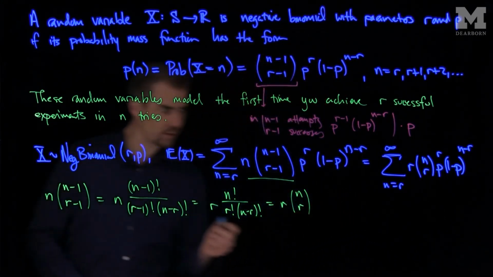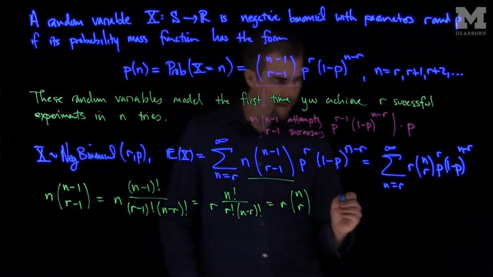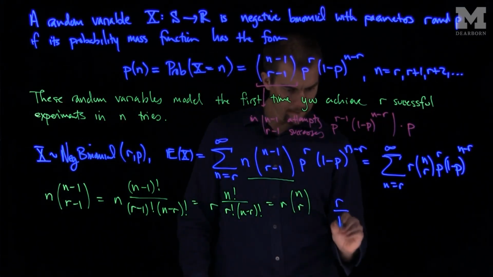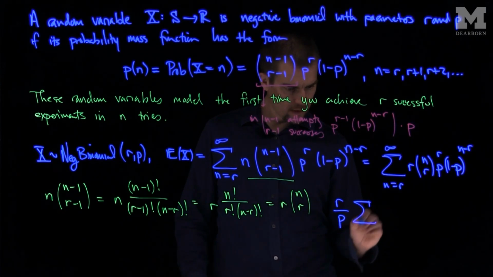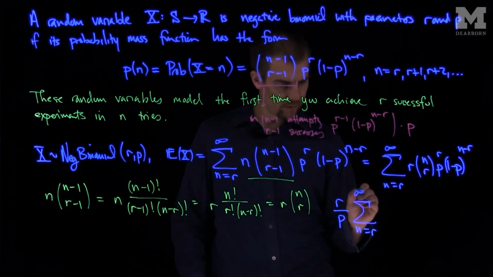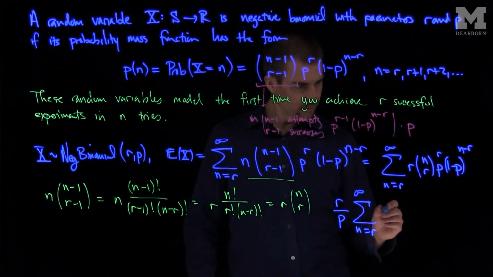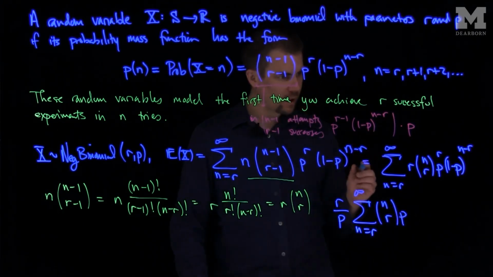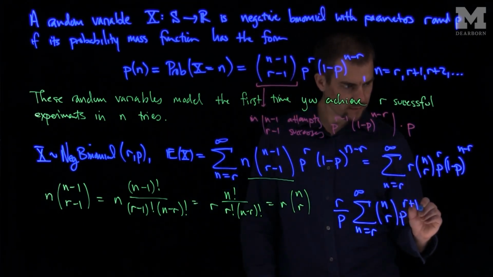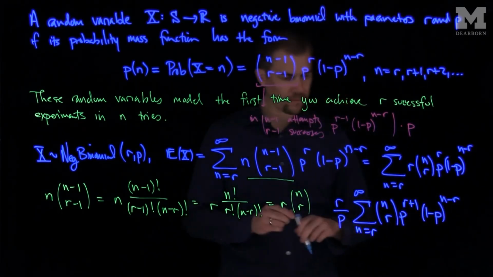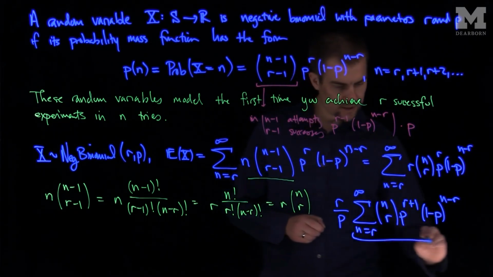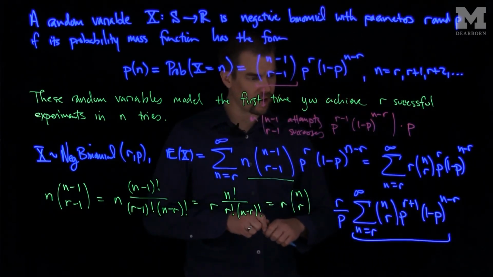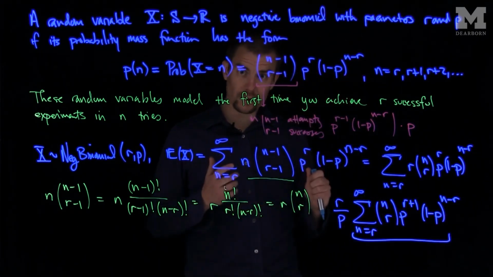And so this will turn into r over p, and then the sum, n goes from r to infinity, of n choose r, and then p to the r plus 1, and then 1 minus p to the n minus r. And this is another negative binomial probability mass function with parameters r plus 1 and p.